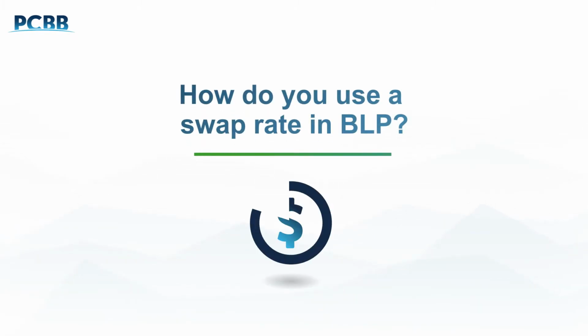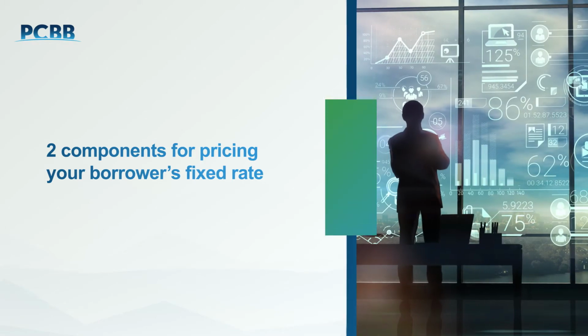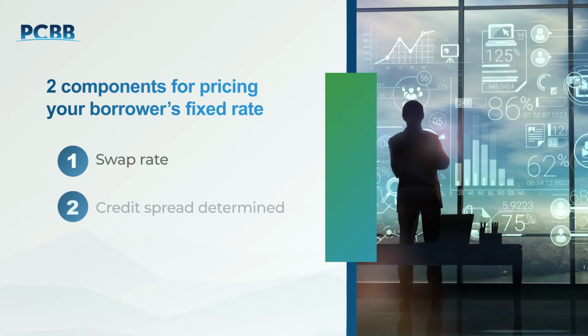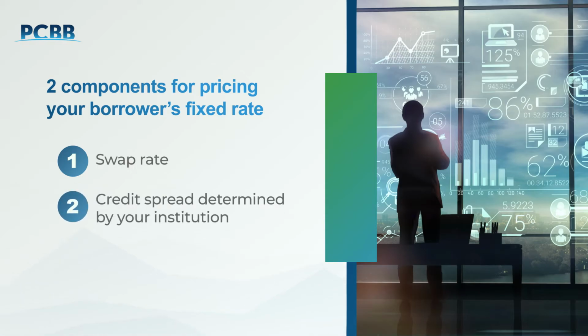Now that you understand what a swap is and how the swap rate is calculated for BLP, we can discuss how you can use the swap rate to price your borrower's fixed rate. This fixed rate pricing calculation has two components. The first component is the swap rate. The second component is your institution's credit spread. The credit spread is exclusively determined by your institution based on competition, index used, and other factors that you identify.